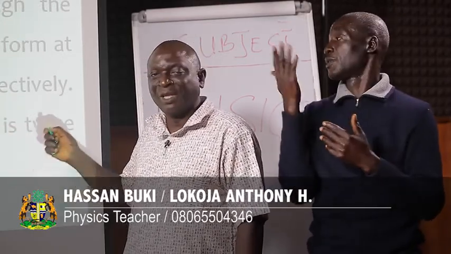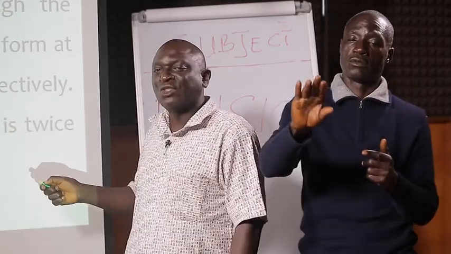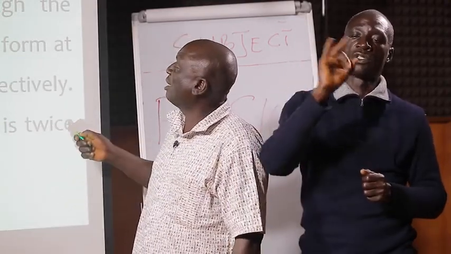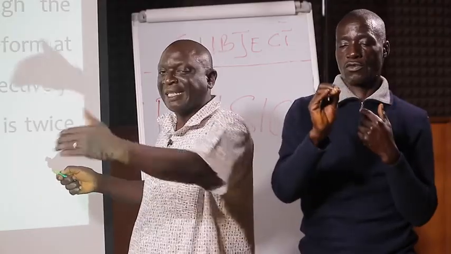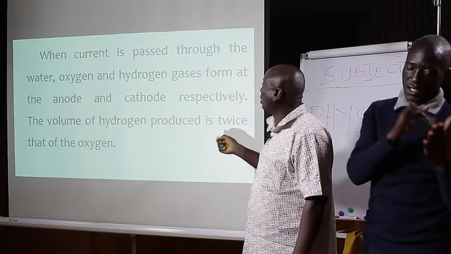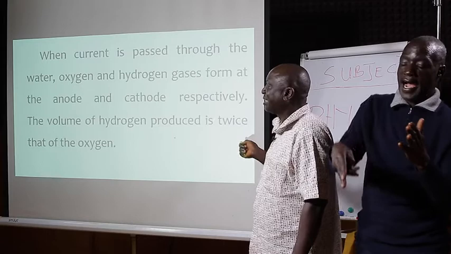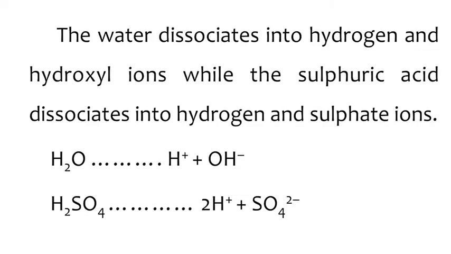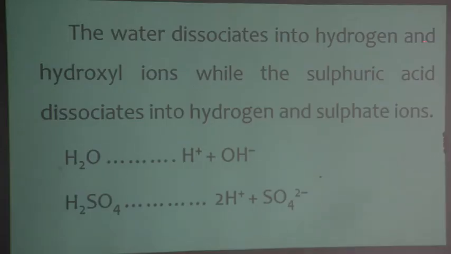So when current is being passed, oxygen is formed at the anode, then at the cathode, we have hydrogen gas. At the anode, we have oxygen gas. Now the water dissociates into hydrogen and hydroxyl ions, while the sulfuric acid dissociates into hydrogen and sulfate ions.